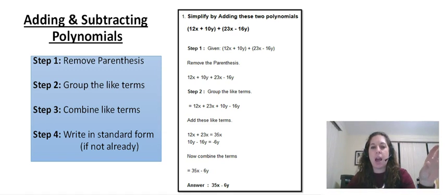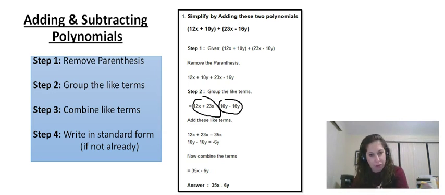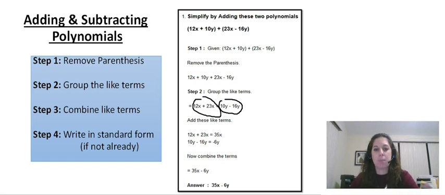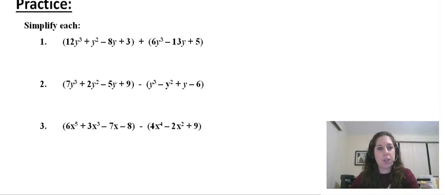So what that means is, if you're looking at the example here in step 2, I put my x's together and my y's together. That way it's easy for me when I'm going across. I can easily see, okay, I have 12x plus 23x. I have 35x, a 10y, and then negative 16y. I have negative 6y. So it makes it really easy for me to combine my like terms. And then lastly, I write it in standard form if it is not already in standard form. Okay, so let's do some examples.